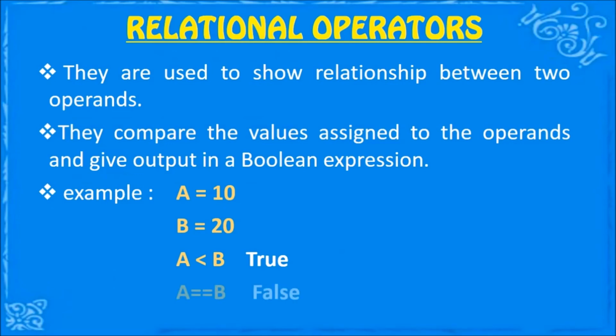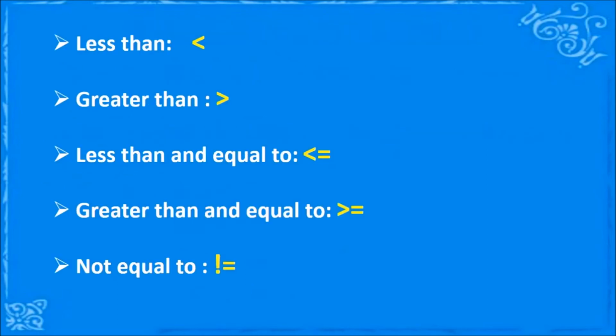Next, if I say a equal to equal to b, this is the equal operator. It gives true if the value of the left operand is equal to the value of the right operand. So here, do you think that a is equal to b? No. So the output is false. Here are some of the relational operators given to you: less than, greater than, less than or equal to, greater than or equal to, not equal to.